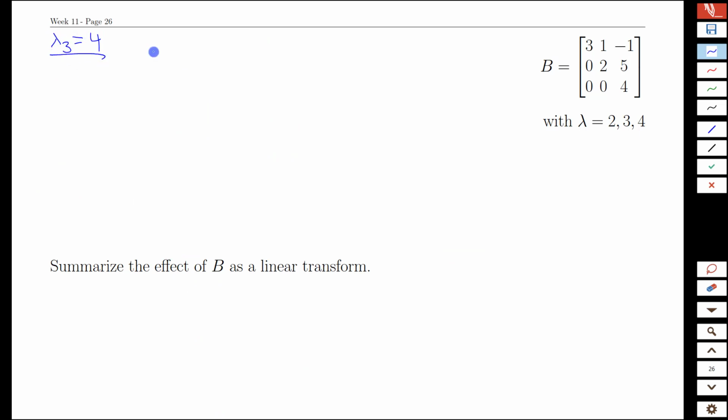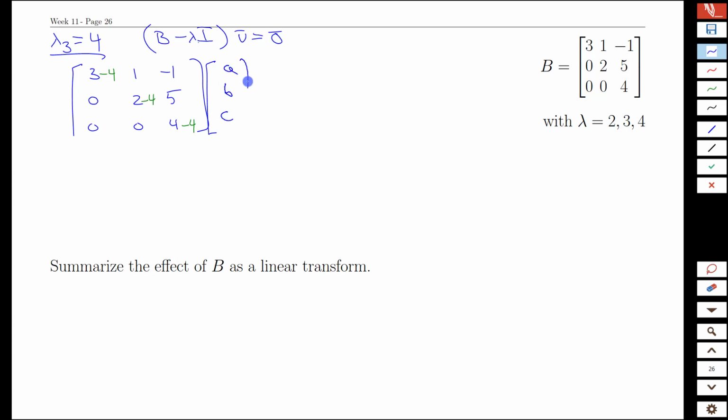It was 4. We're building our B minus lambda I. I'm repeating this because you've got to do this practice to ingrain that construction. Our B minus lambda I times V equals 0. Copy our matrix in. 3, 1, minus 1, 0, 2, 5, 0, 2, 5, 0, 0, 4. Down the diagonal, though, we are now going to subtract 4. We're going to take that matrix, multiply it by ABC, and we should get the 0 vector back.